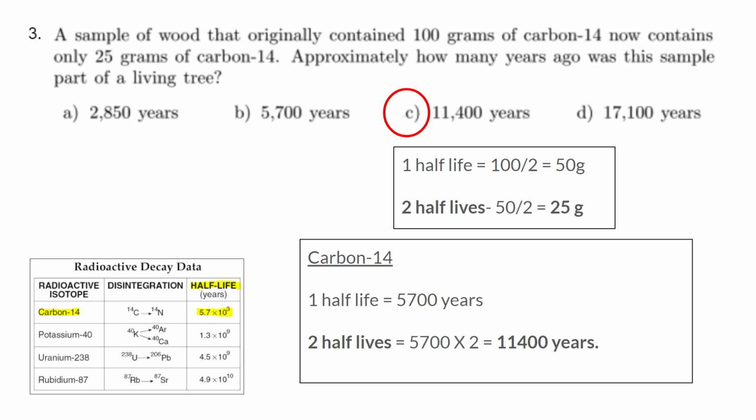So this basically is showing me that carbon 14 will have to go through two half lives to go from 100 grams to 25 grams. Now that I know carbon 14 has to go through two half lives, I can figure out how long that is. One half life of carbon 14, according to my reference table, takes 5,700 years, which means two half lives should take 5,700 years times 2, which is 11,400 years. So that's why the correct answer is C, 11,400 years.